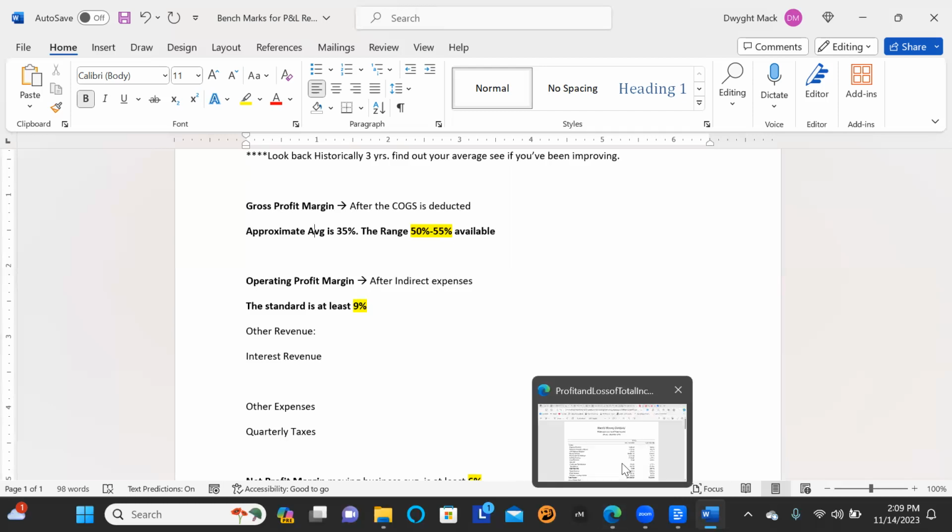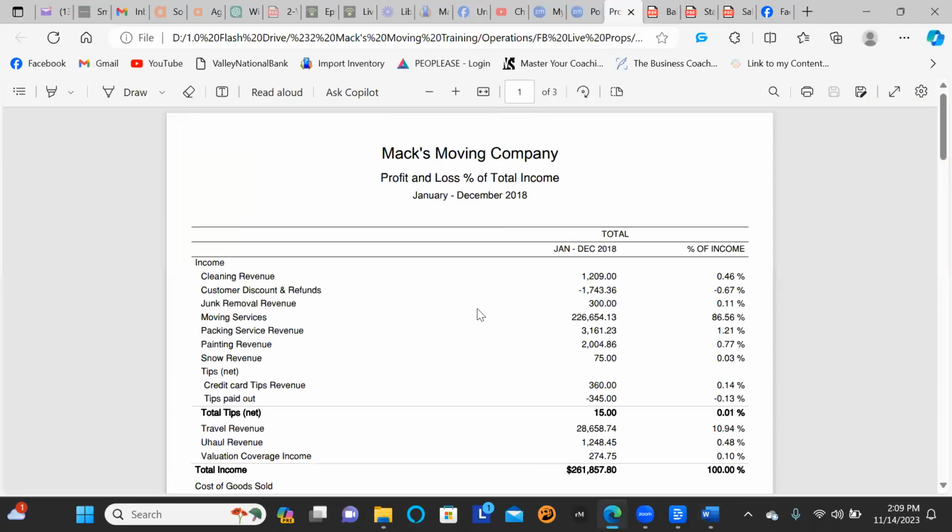So to get into it, we're going to look at some numbers. This is an old statement. Like I said, you're going to have cleaning revenue, you're going to have customer discounts. If you had to give customer discounts, the reason it's going to be negative is because it's more of a contra revenue. We're not going to go into sophisticated terms, but you're going to count that against your revenue. You have your junk removal revenue, moving services, packing services, paint and snow removal, whatever it is. You might even have your tips if you receive credit card tips revenue in here.